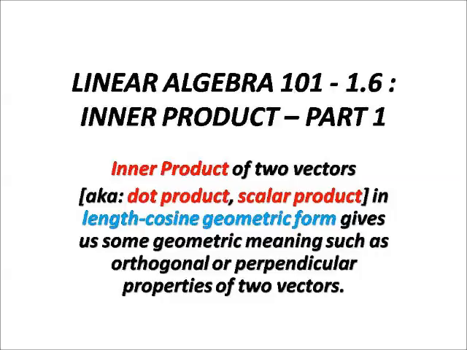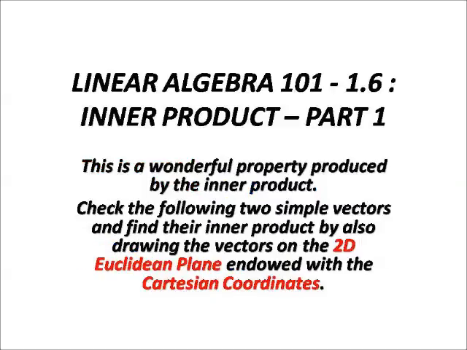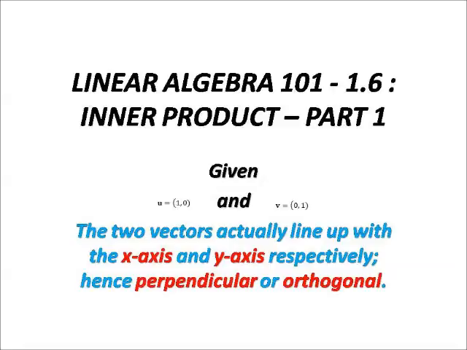Geometrically, the length-cosine form gives us some idea of whether the two vectors are perpendicular or not. As we can see here, if the two vectors are orthogonal or perpendicular, then their inner product equals 0. This is a wonderful property produced by the inner product. Check the following two simple vectors and find their inner product by also drawing the vectors on the 2D plane.